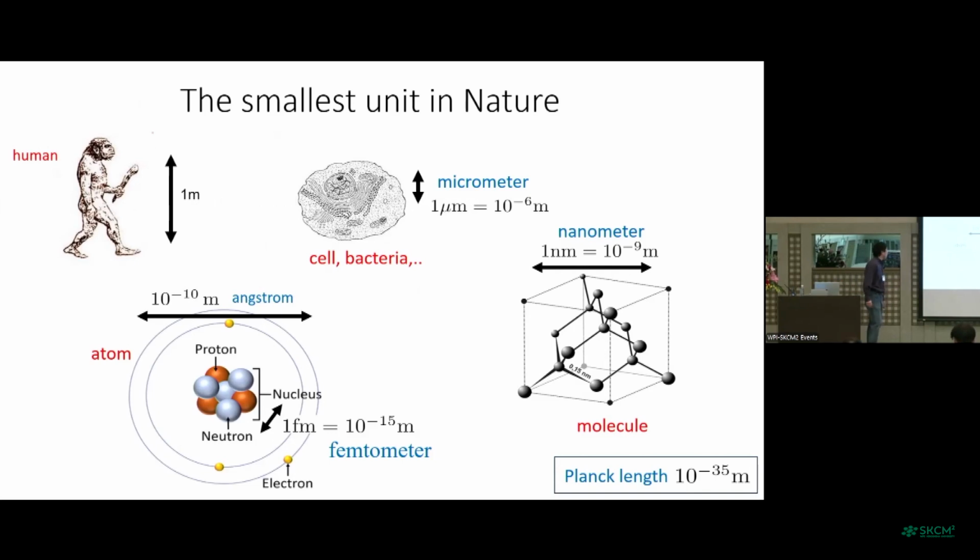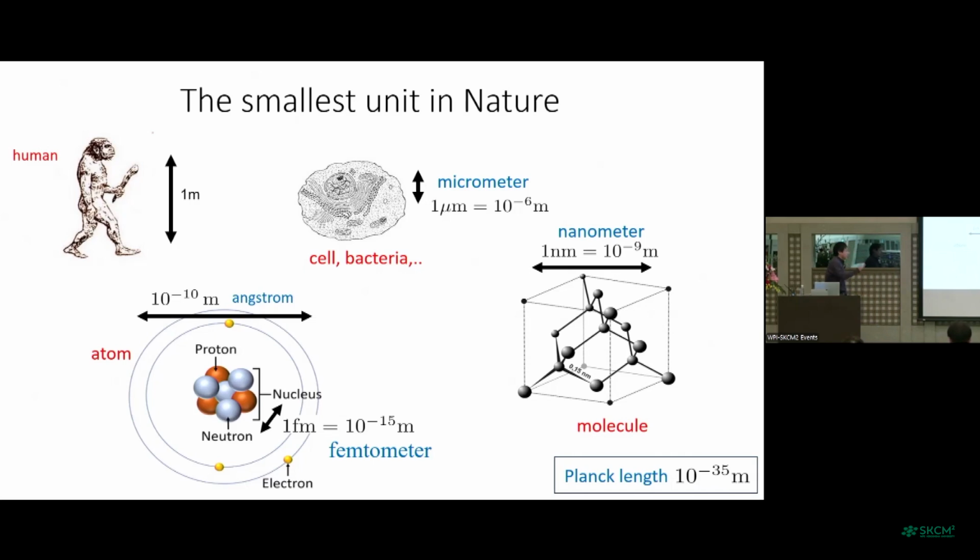Let me start with a mundane question. What is the smallest unit in nature? I start with a human, which is about 1 meter, and take this as a reference scale, and then move down. Let me first move down 6 orders of magnitude, and jump into the world of cells and bacteria. A typical size is micrometers, 10 to the minus 6 meters. That's the usual size of these objects.